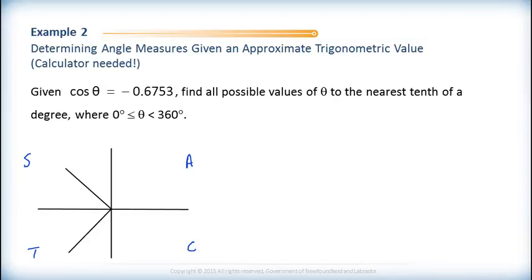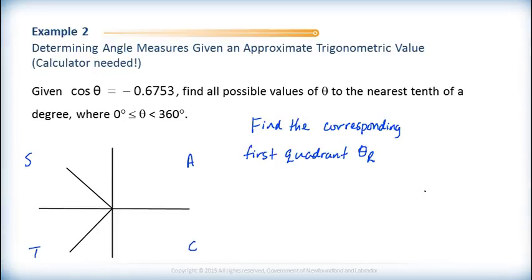In this next example, we're given an approximate value of cosine, and therefore we're going to need to use a calculator at some point. We start off the same way as the last problem. We use the sign, in this case a negative value of cosine, to determine possible locations for the terminal arm. That's quadrants 2 and 3 again. And we are asked to find the possible values of theta to the nearest tenth of a degree, and the values of theta have to be between 0 and 360.